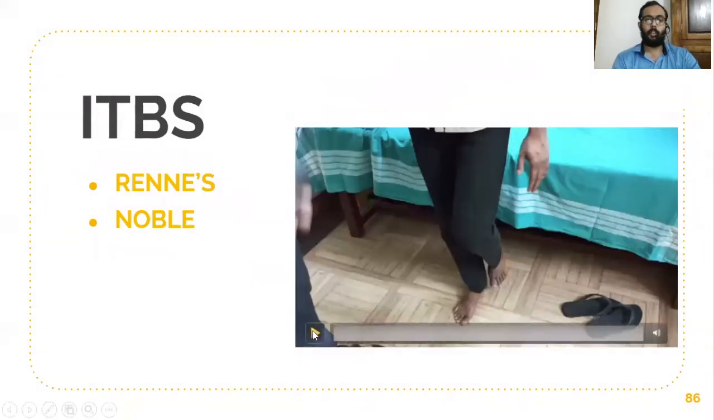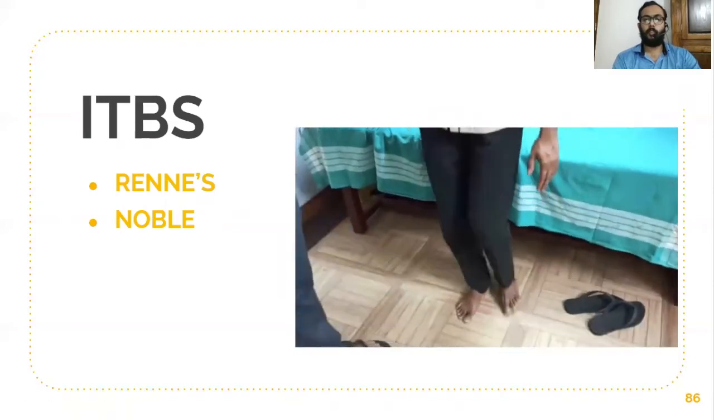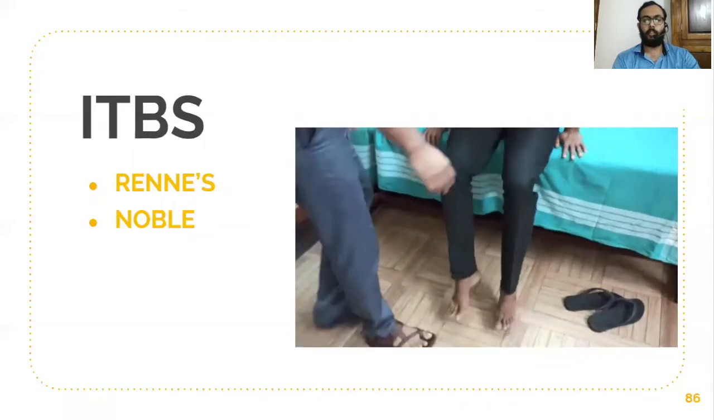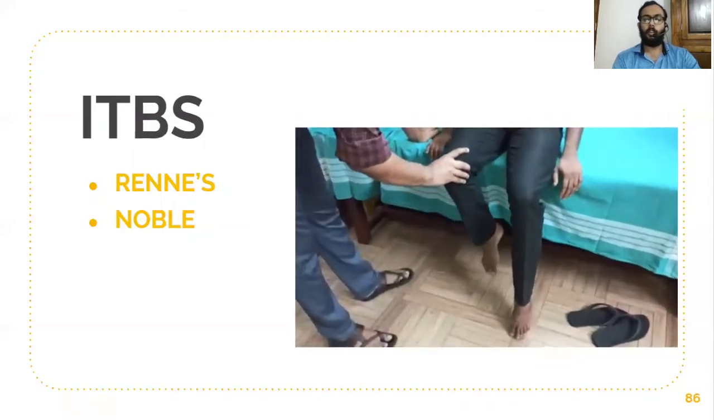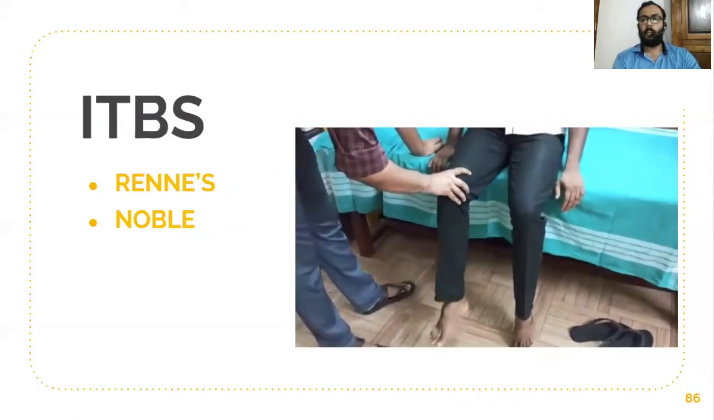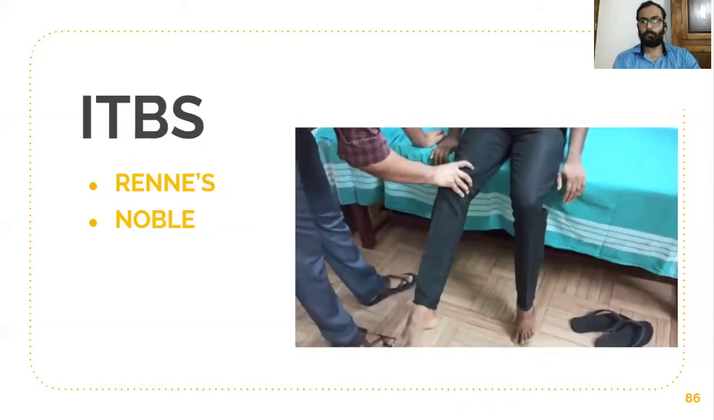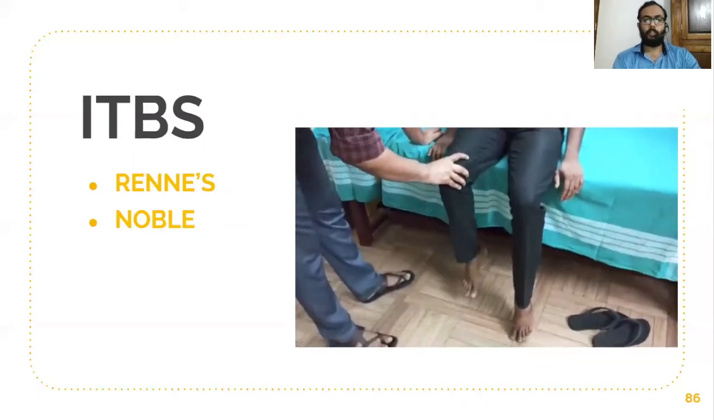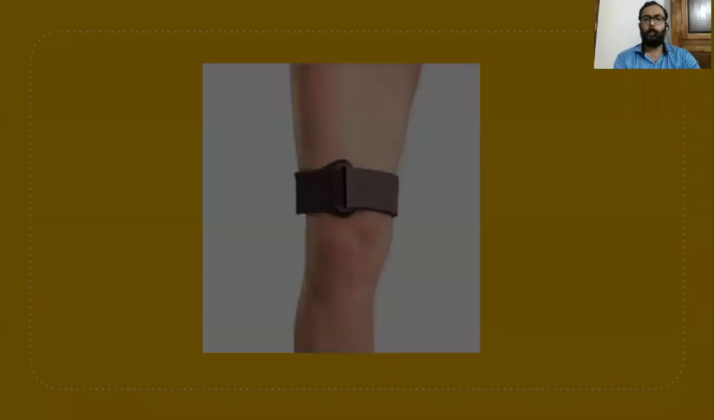Here you can see the video, first of Renne's test. Ask the patient to stand on the affected leg and then flex the knee joint. The patient feels pain over the lateral femoral condyle. Here, hold the lateral femoral condyle with the thumb, and then ask the patient to do repeated flexion and extension. This is Noble test. By this clinical examination, we can diagnose iliotibial band syndrome.